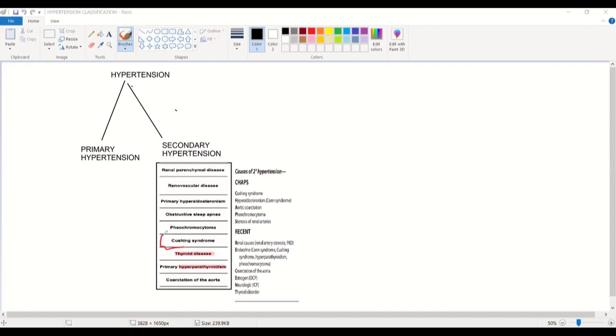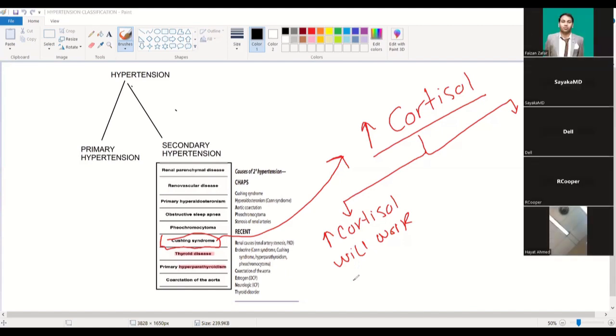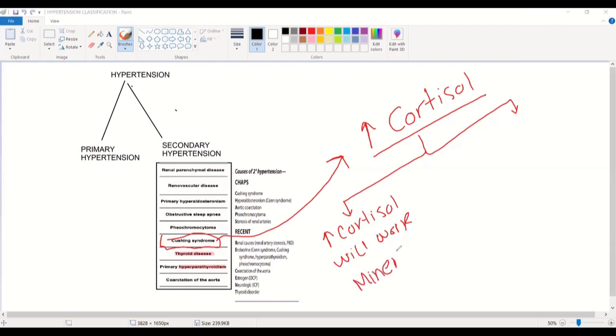Okay. Cushing syndrome. Which hormone is increased in Cushing syndrome? Cortisol. So how does cortisol lead to increased blood pressure? High cortisol works on mineralocorticoid receptors, right?